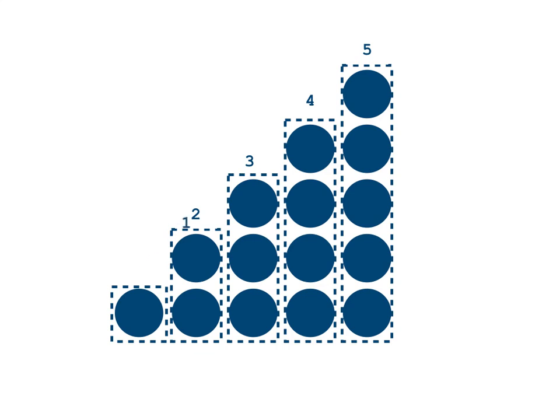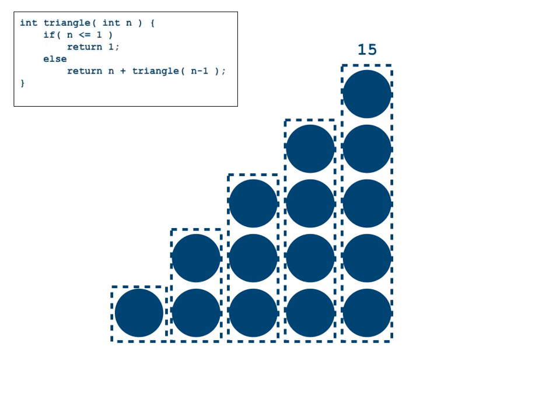1 plus 2 gives us 3. 3 plus 3 gives us 6. 6 plus 4 gives us 10. 10 plus 5 gives us 15 for our final answer. All right, now let's take a look at the code for this process.